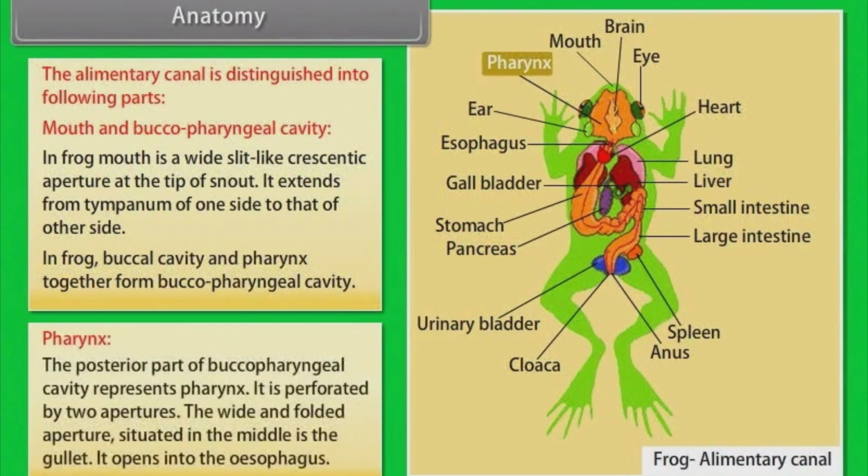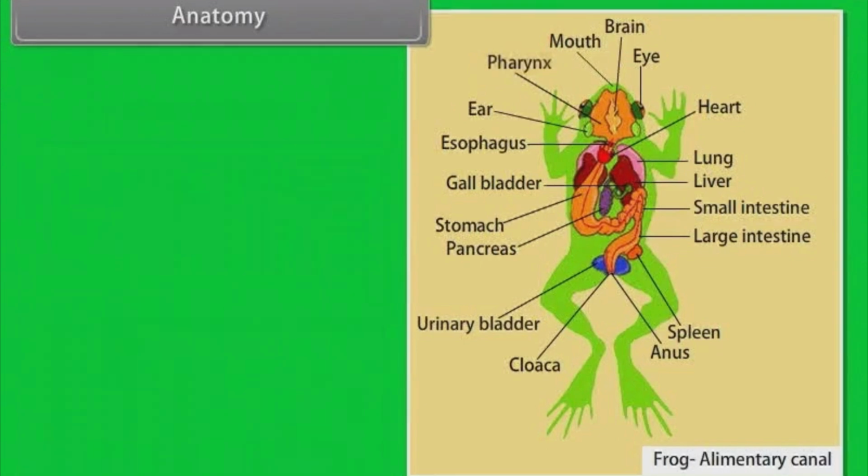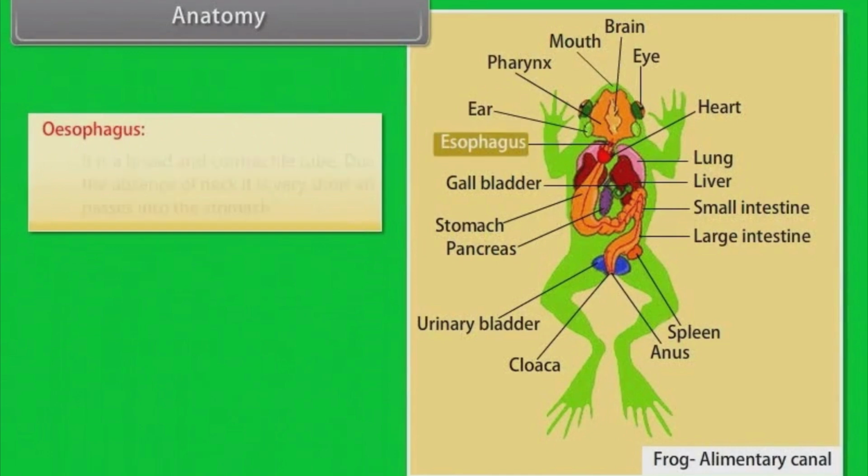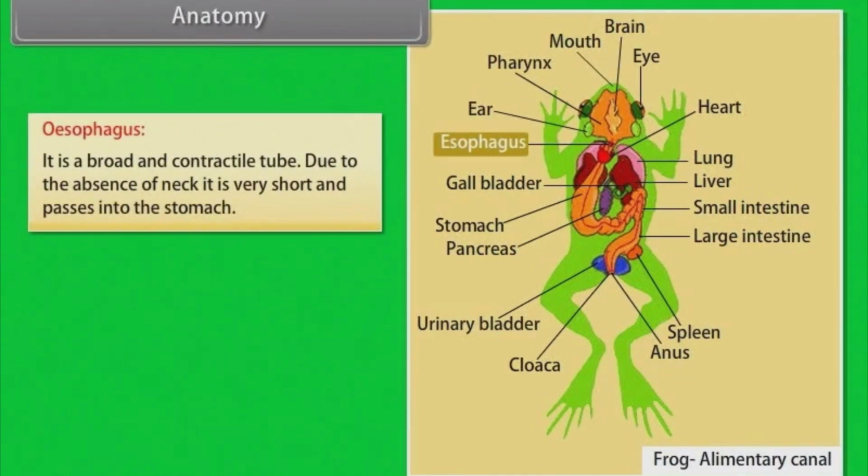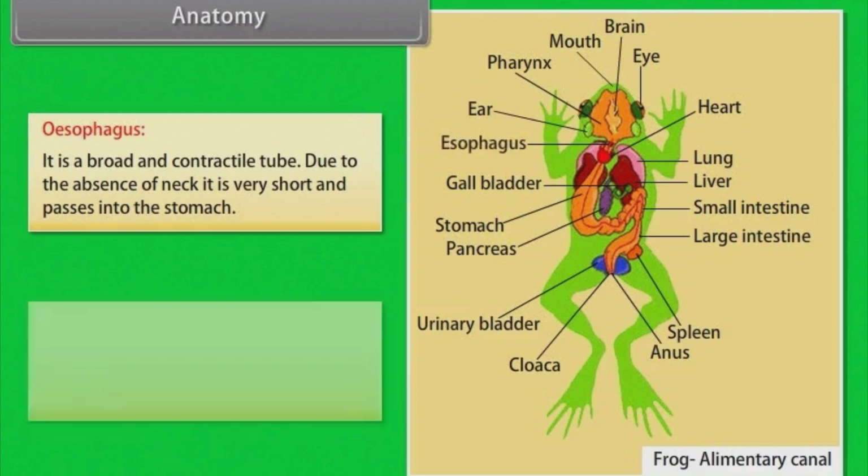Pharynx. The posterior part of the buccopharyngeal cavity represents the pharynx. It is perforated by 2 apertures. The wide and folded aperture situated in the middle is the gullet. It opens into the oesophagus. Oesophagus. It is a broad and contractile tube. Due to the absence of neck, it is very short and passes into the stomach.